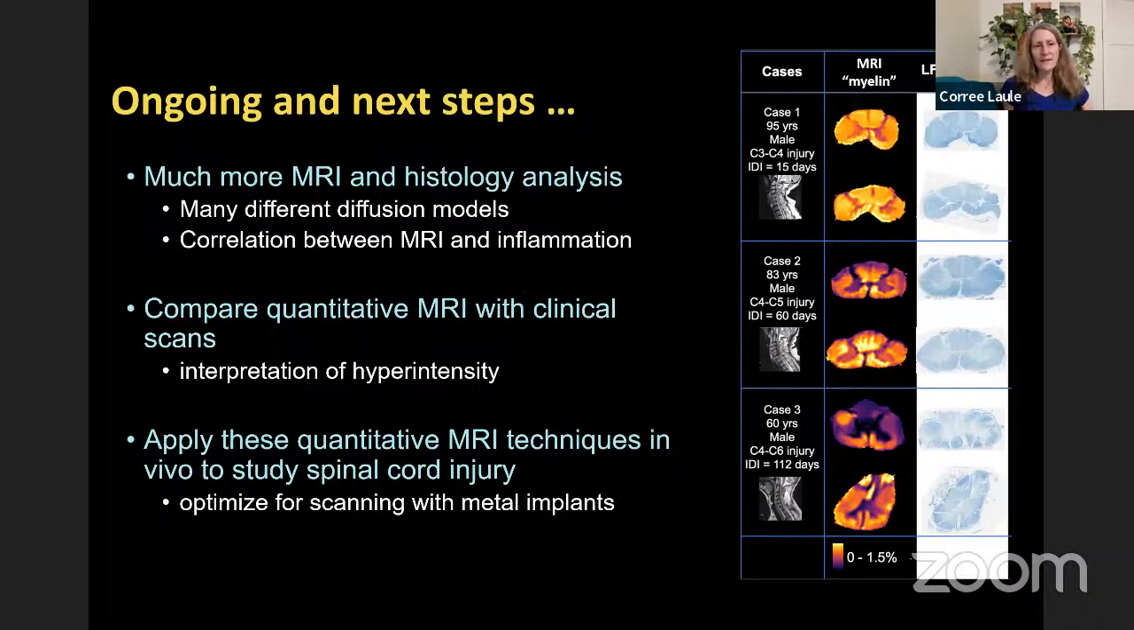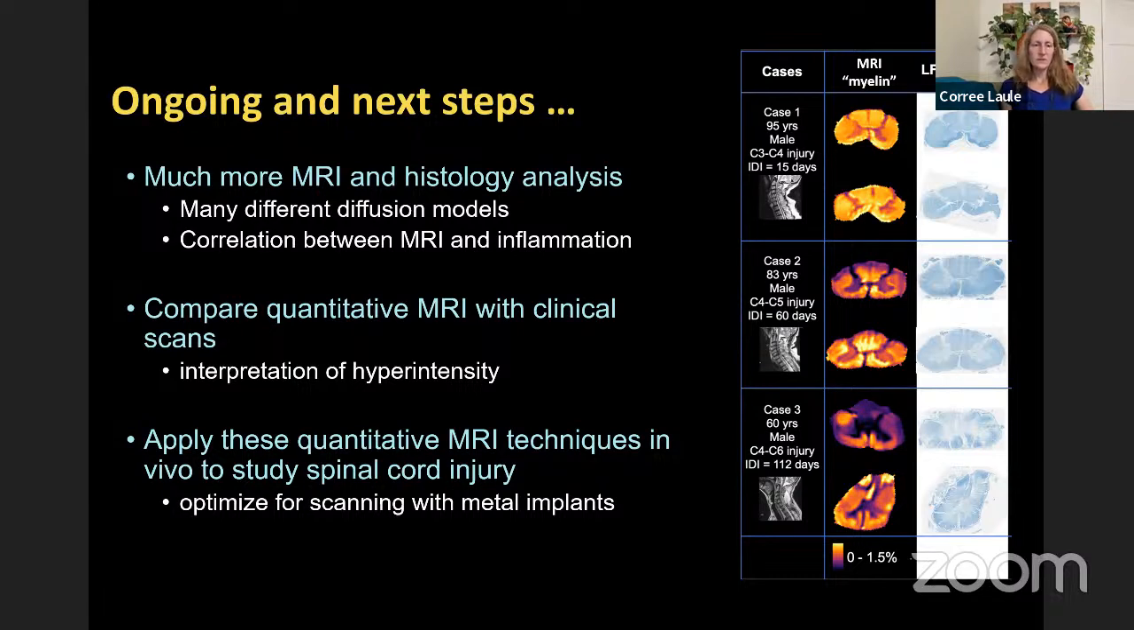So, ongoing work and next steps: we have so much more MRI and histology analysis to do. I've just focused on the myelin and the axons here, a small portion of that. But we also have inflammation markers that we're looking at. So that's ongoing work. We want to compare our quantitative MRI that's done postmortem with clinical scans. All of these people had clinical in vivo scans when they first were admitted to the hospital. And so, is there a way that we can relate what we're seeing postmortem with our fancy techniques to changes in signal intensity that are seen on the clinical scans?